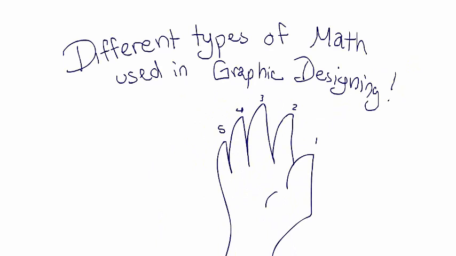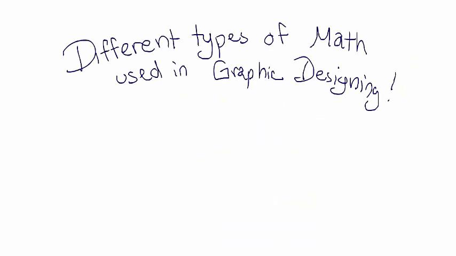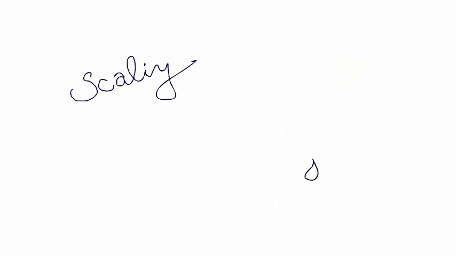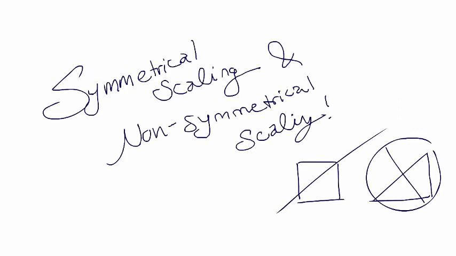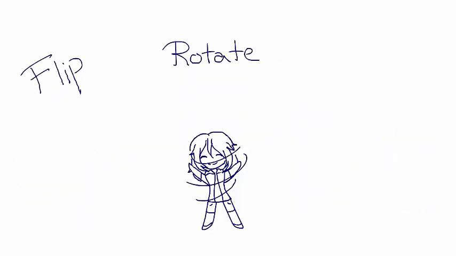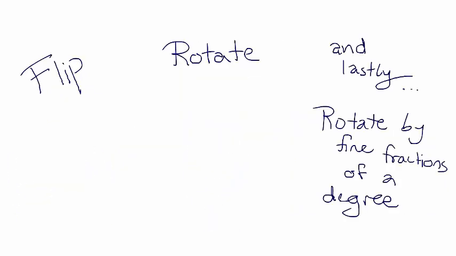There are different types of math used in graphic designing, such as scaling, which is to resize by percentages or by the desired dimensions to either reduce or enlarge an image. Most resizing is done in terms of pixels per inch or per centimeter. They also use symmetrical scaling and non-symmetrical scaling, as well as flip, rotate, and rotate by fine fractions of a degree.